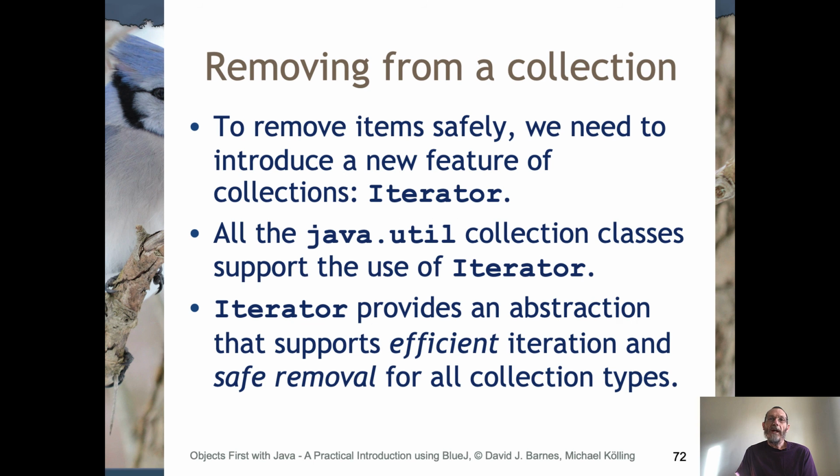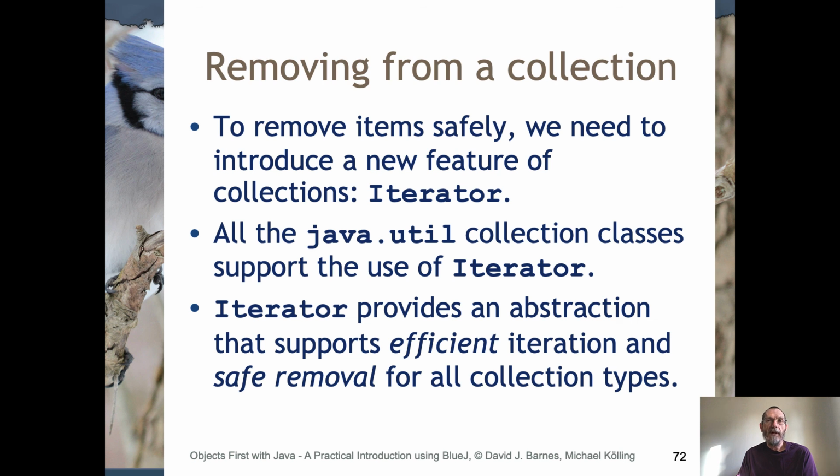So what we actually need in order to remove items safely is something that can take into account the fact that items might move when a collection is being iterated over and having items removed. Now, all of the collection classes in the java.util package support the use of the iterator abstraction. And furthermore, as well as providing a safe means to remove from a collection, iterator also provides an efficient implementation of iteration.